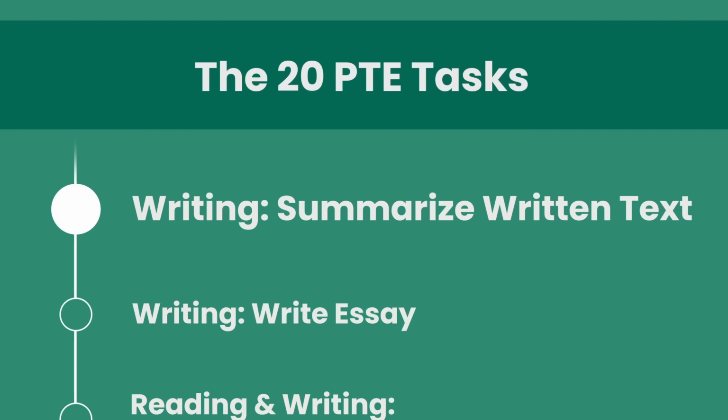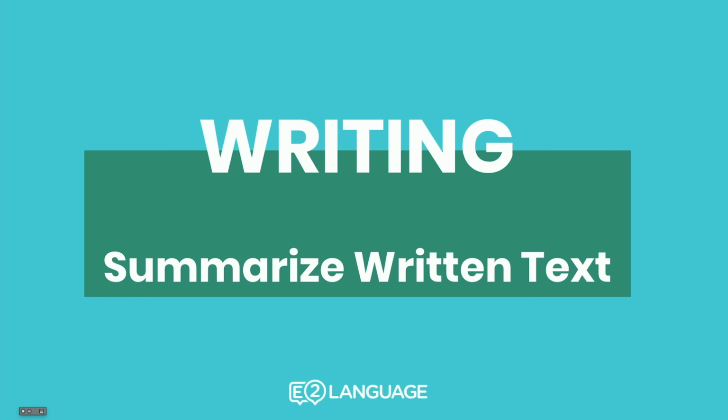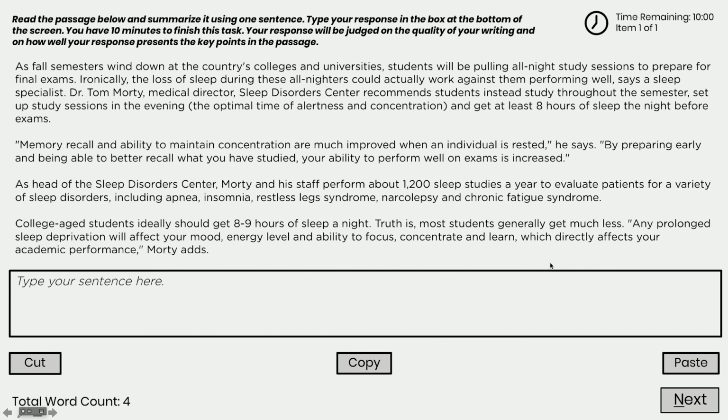Okay, the first writing task is called Summarize Written Text, and this is what it looks like. Oh no, you're also going to have to do some reading here. I'm sorry about that, but that's just the way that this one works. It does contribute points to both your reading and writing scores. So let me tell you what's going on here. It's a pretty busy screen.